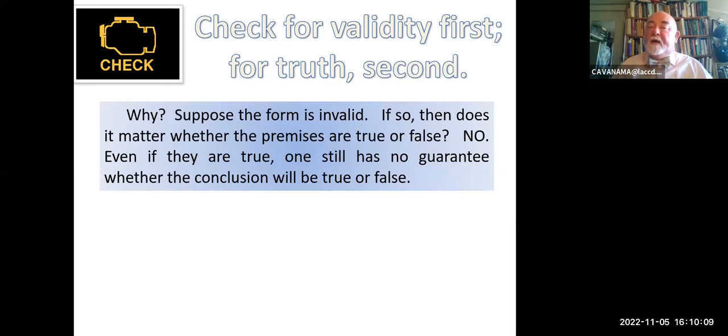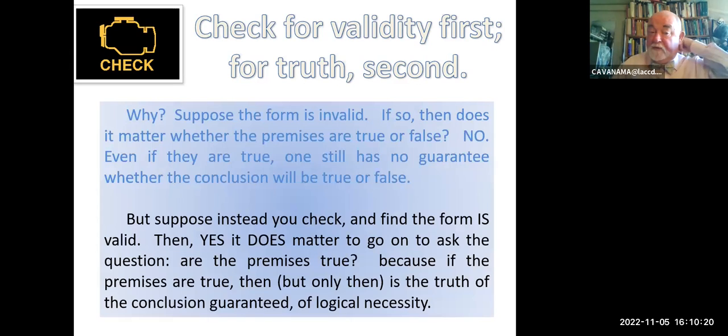Here's why your check engine light needs to be in order. Why is this? Suppose the form is invalid. If so, does it matter whether the premises are all true or false? No. Even if they're true, still no guarantee whether the conclusion is going to be true or false. But suppose instead you check and you find the form is valid, then yes, it does matter. You go on and ask the question, are all the premises true? Because if they are, then, but only then, the truth of the conclusion is guaranteed.